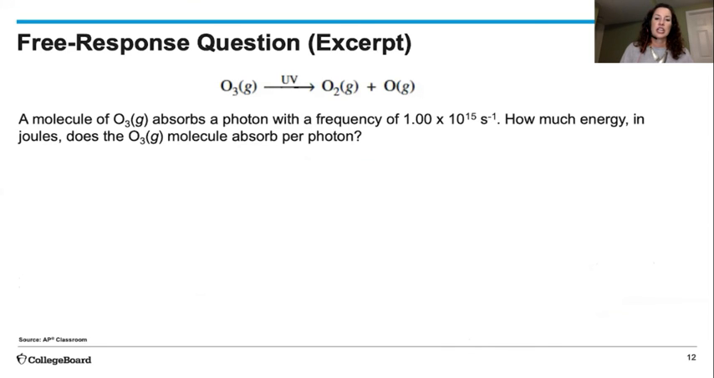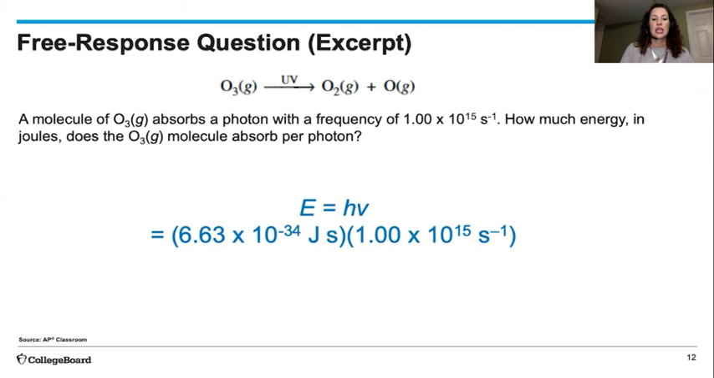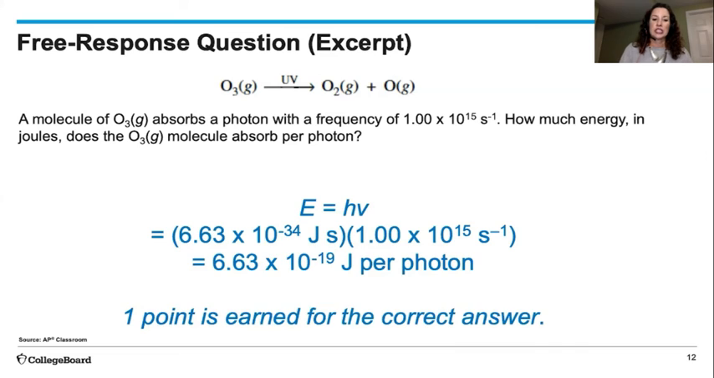So first, let's look at the beginning part of this question. A molecule of ozone absorbs a photon with a frequency of 1 times 10 to the 15th hertz. How much energy in joules does the ozone molecule absorb per photon? So we're going to go back to our energy equation. Energy is equal to Planck's constant times frequency. I can plug in Planck's constant, 6.63 times 10 to the negative 34th joule seconds, times my frequency that's given in my prompt of 1 times 10 to the 15th hertz. That gives me 6.63 times 10 to the negative 19th joules per photon. So 1 point is earned for that correct answer.